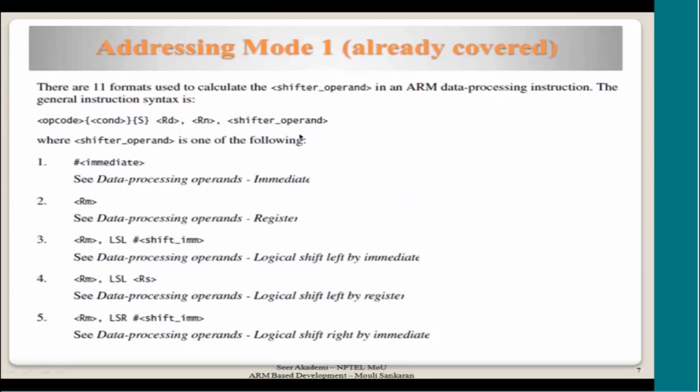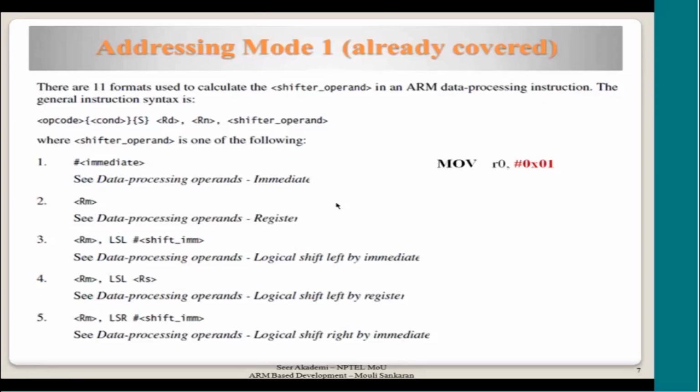Now the generic instruction format is the opcode followed by the conditional code, which decides whether this instruction has to be executed or not. If you append S to the instruction, it means that this instruction can modify the CPSR flags. This is the destination register, and RN is one of the operands. The second operand, RM, goes through the barrel shifter, and we are going to talk about all the different ways we could modify the RM operand for the instruction. Let us see an example.